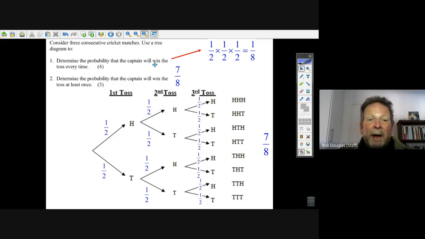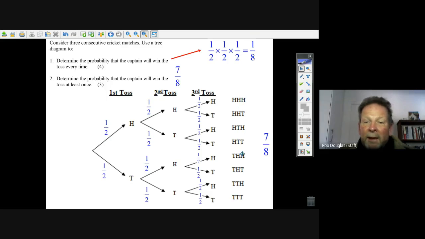The probability the captain will win the toss every time is 1 chance over 2 times 2 times 2, 1 chance in 8. Okay, well, that's it. Now, this is another thing you might want to do when you make a tree diagram. Each branch, if you go all the way down the branch, represents a different thing that can happen. A head, and then a head, or 2 heads followed by a tail, or a head, then a tail, then a head, and all the way down to 3 tails.